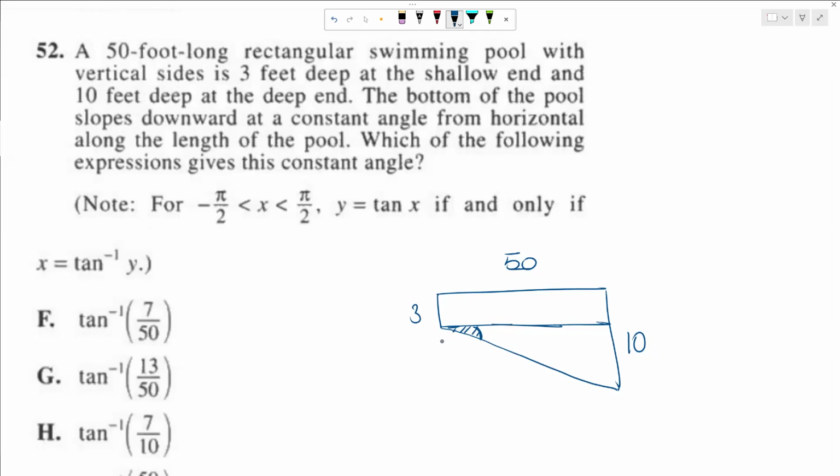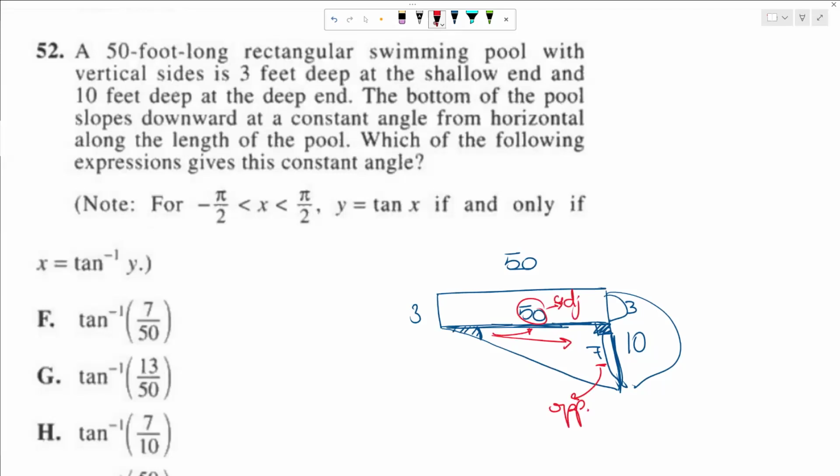So if this is 50, this has to be 50 as well. If this whole thing is 10 and this part out of it is 3, it means that this piece here is 7. So I have a triangle. This is a right triangle now, where one side is 7, the other side is 50, and I'm trying to get this angle. The 7 is considered right opposite to the angle, while the 50 is next to the angle, so the 50 is considered the adjacent.